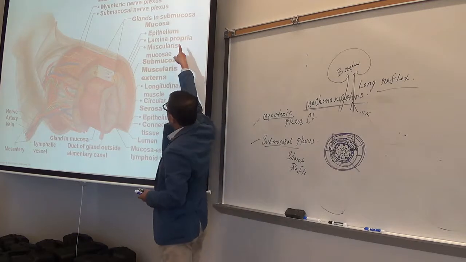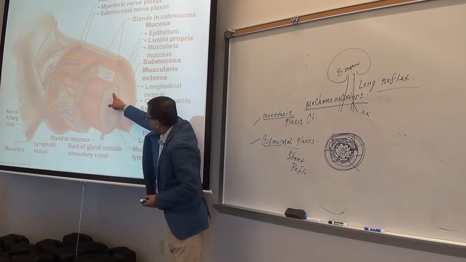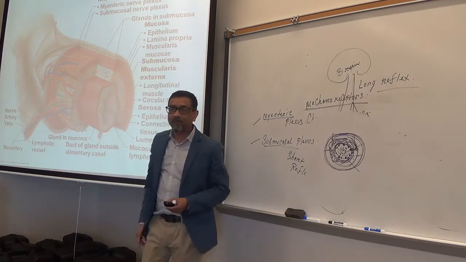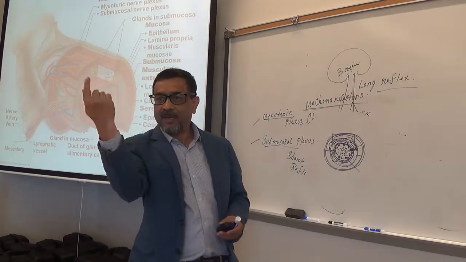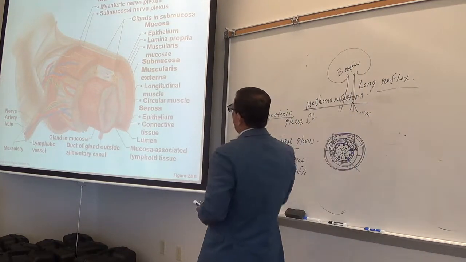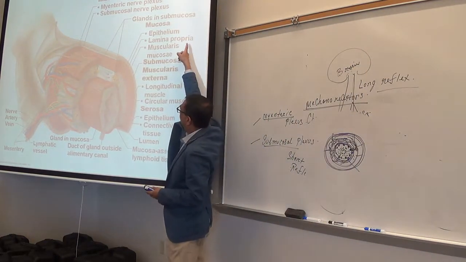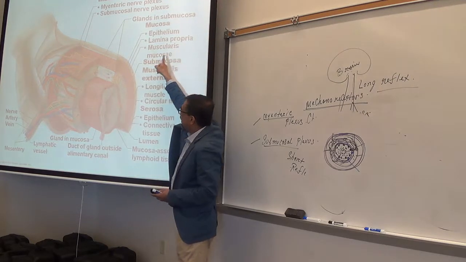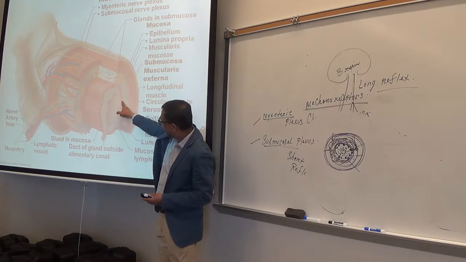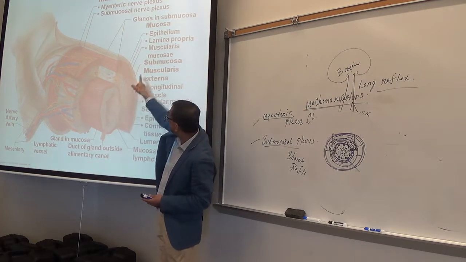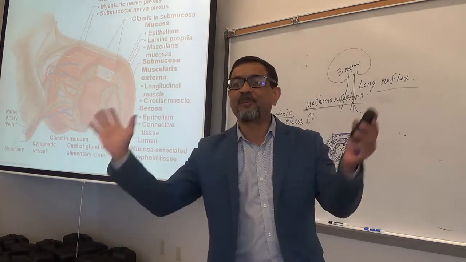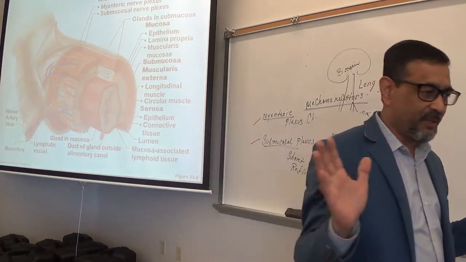Here, the innermost thin lining is the epithelium. You know, epithelial lining, innermost. Then lamina propria is the middle layer. And the outer layer is a thin muscle. You see red color here, a thin layer of muscle. That is called muscularis mucosa. That means the muscle of mucosa. Muscularis mucosa.